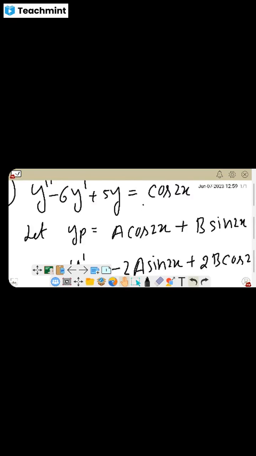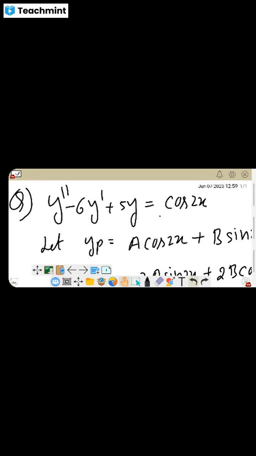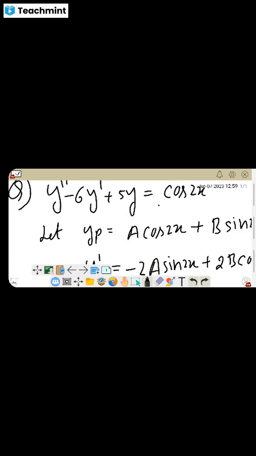We are taking this is equal to 0 for CF, and for PI we will take say as such.